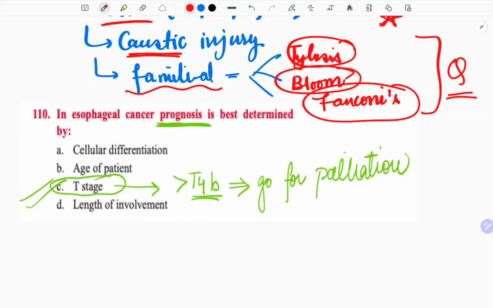Now another question: in esophageal cancer, prognosis is best determined by? Now they're asking prognosis. Prognosis is determined by the T staging. So the answer will be T staging. See, not by age of the patient or the length of the involvement. These are irrelevant.